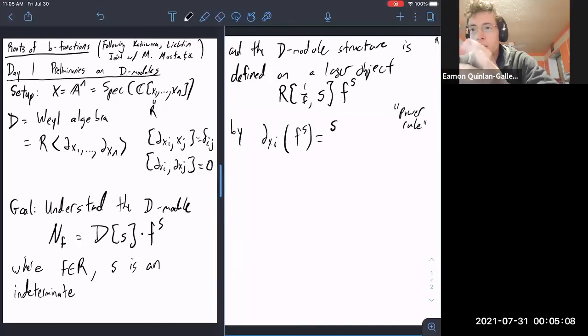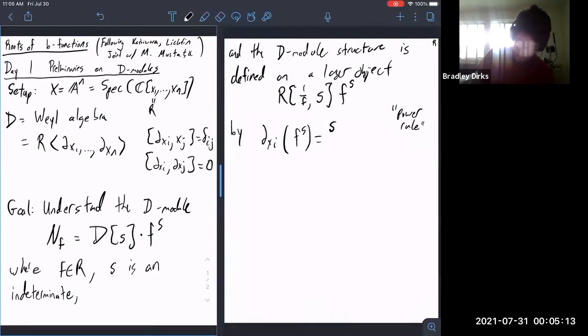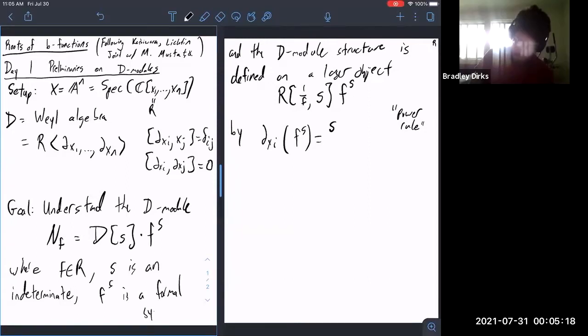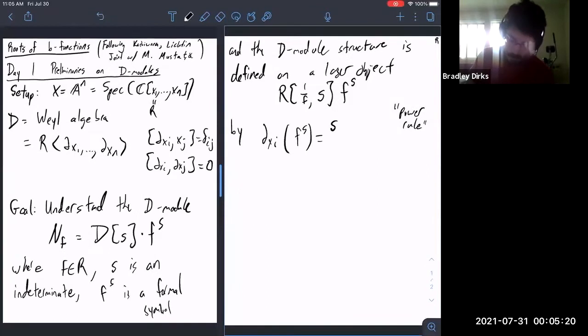Brad, sorry to interrupt. So this f^s is just a symbol, right? It doesn't really mean anything. Yes, so I'll write that here: f^s is a formal symbol. It just helps you remember the D module action. You bring down the power and apply this derivation to the function f. And when you do the power rule in calculus, you have to decrease the power by 1. So we have to divide by f. This division by f is why we adjoin 1 over f into our big ambient module.